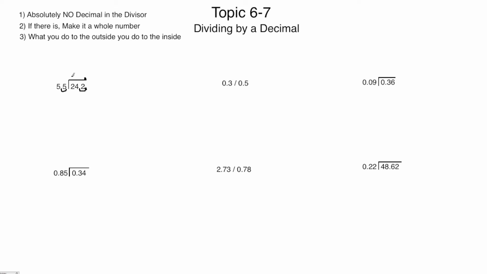Can 55 go into 2? No. Can 55 go into 24? No. Can 55 go into 242? Yes. How many times? Well, let's look at 5 and 24. 5 goes into 24 4 times without it going over. So we'll put a 4 in the ones place now. 4 times 5 is 20. Carry the 2. 4 times 5 is 20 plus 2 is 22.